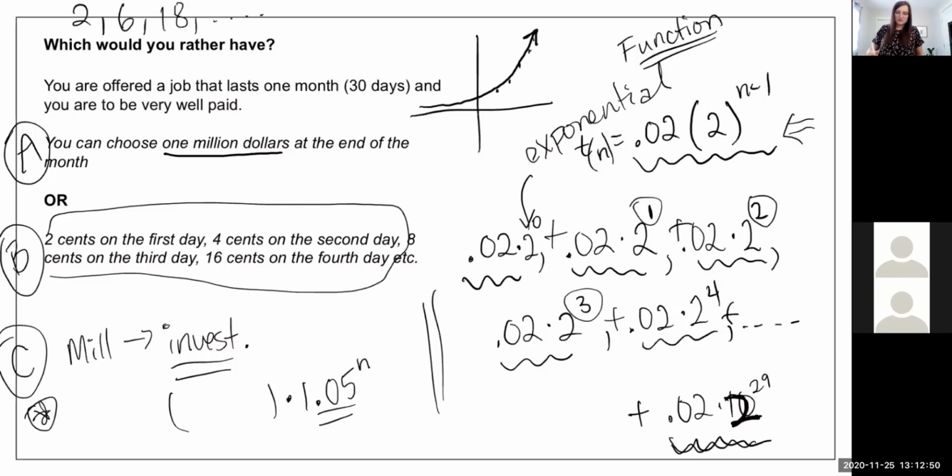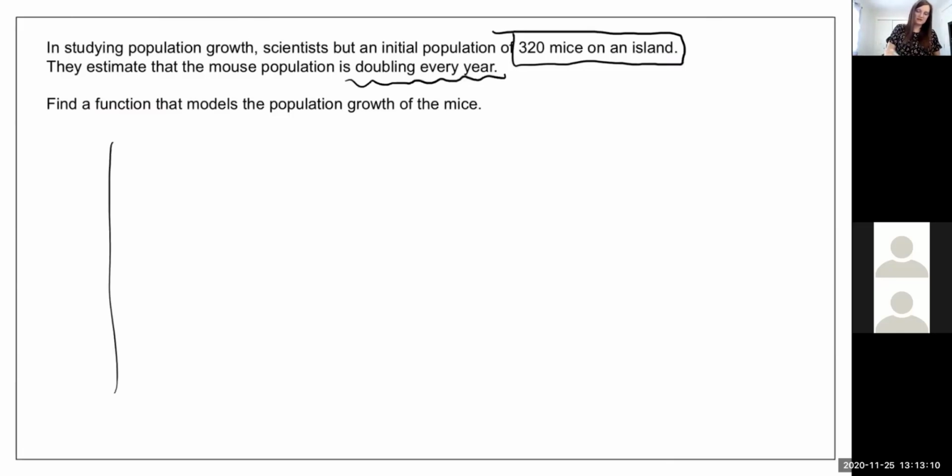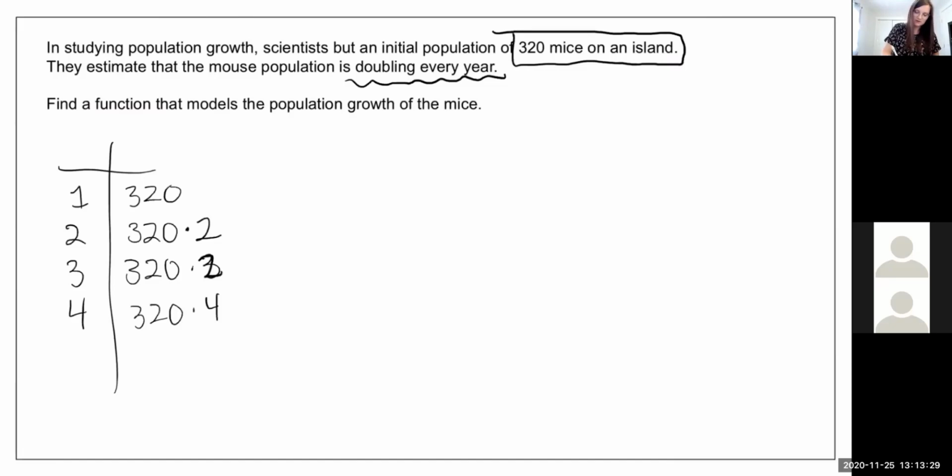So let's look at a few other scenarios of this. Okay, there's 320 mice on an island, and they've identified that the mouse population doubles every year. So you can start thinking about it like, okay, year 1, there's 320 mice. Year 2, there's 320 times 2. Year 3, there's 320 times 2 to the power of 2.